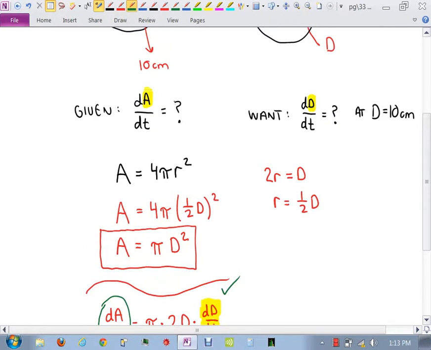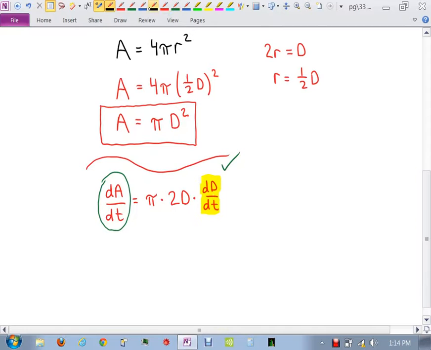dA dt, see how I put the question mark there? Actually, that's not a question. What was it in the problem? 1 centimeter squared per minute. Sorry about that, I accidentally wrote a question mark there. So we do know dA dt. We want to know dd dt. And do we know what d is? 10. Now we can plug in the 10, so we should just be able to plug everything in.